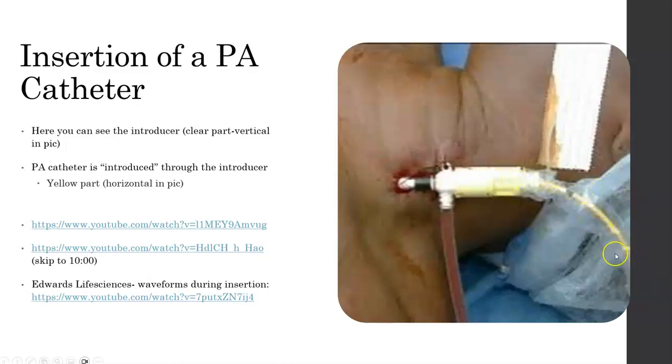So this clear part is the introducer, and that's what keeps this sterile. Okay? Because this goes in and sits in our pulmonary artery and needs to stay sterile. So it's introduced through this PA catheter, or this little yellow piece right here. This line. Introduced. And then it floats and it's in there. Highly recommend watching these videos because it's going to explain it 3,000% better than I ever could.